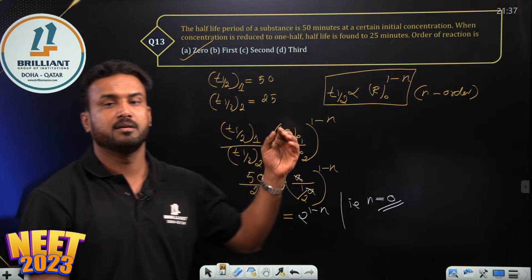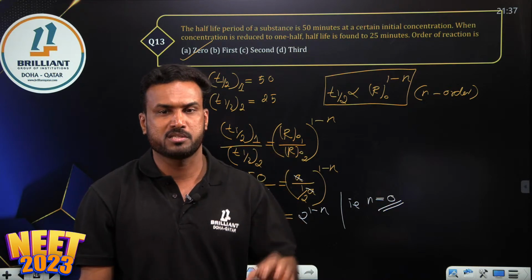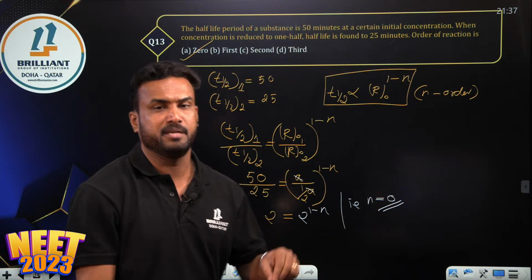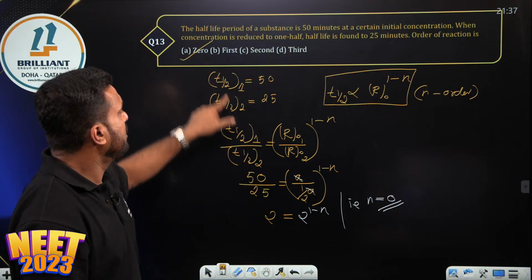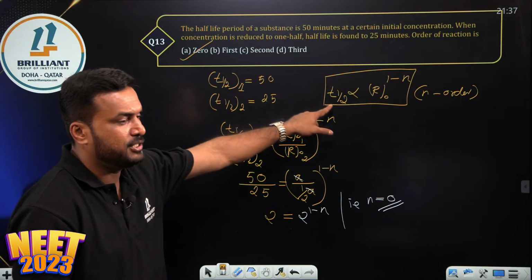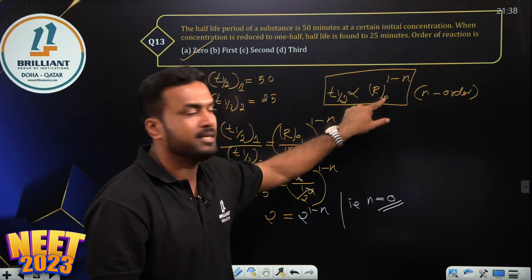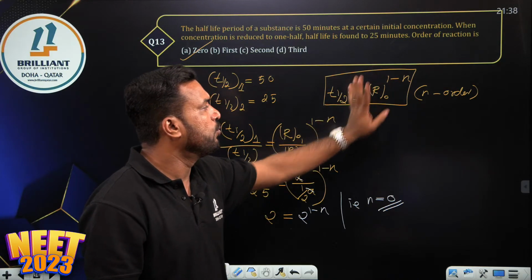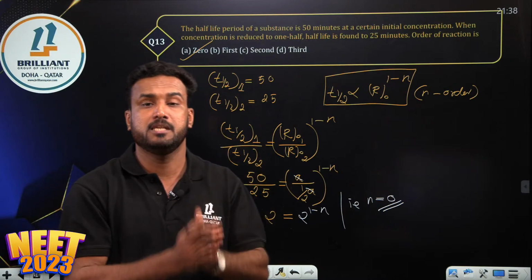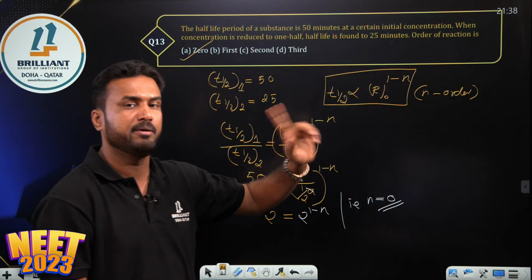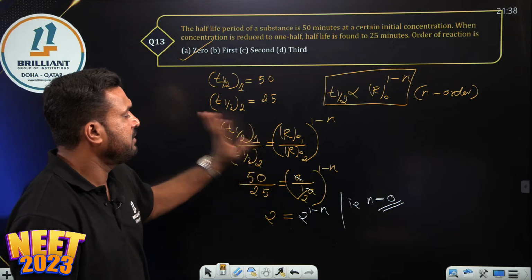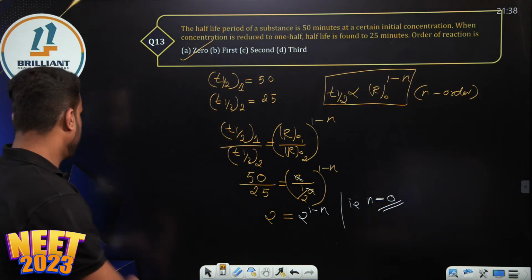This question, do carefully. This type of question was there in previous NEET papers. So the value will be coming like this. Keep this relation in mind: T half, because when you substitute n equal to 0, you will get the relation for zero order. If you substitute 1, we know it is independent of initial concentration. You can expect one question of this type.